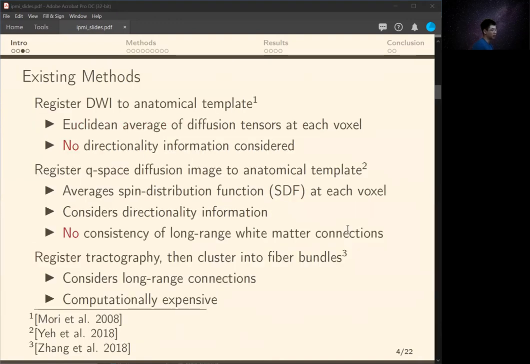Here are the existing methods, but I will not go into that. I will leave it to the readers who are interested.